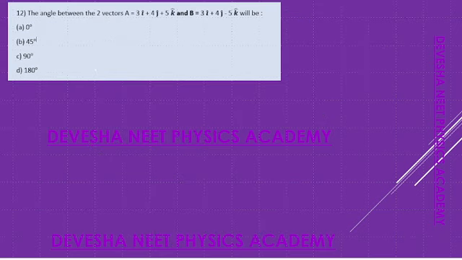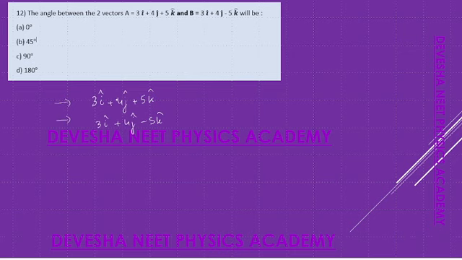Let's go to the next problem now. The angle between two vectors 3i plus 4j plus 5k and 3i plus 4j minus 5k. So we have been given two vectors here. One vector is this, the other vector is this. What is the angle between these two vectors?